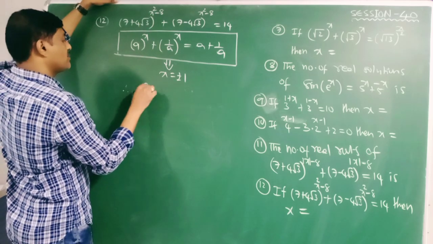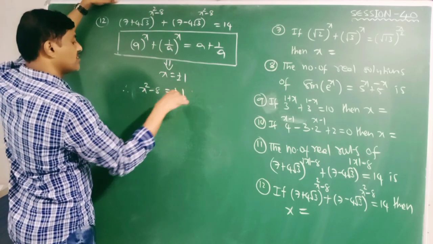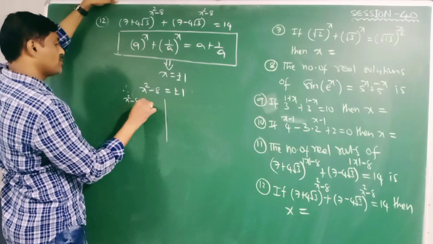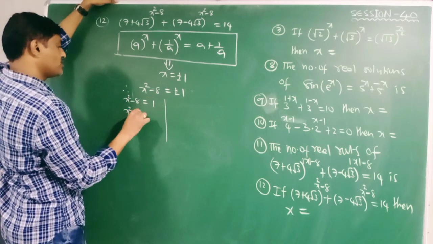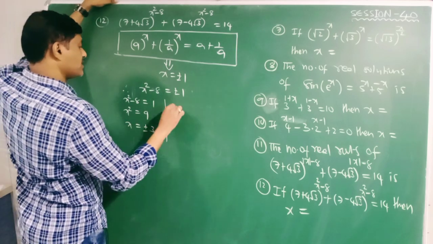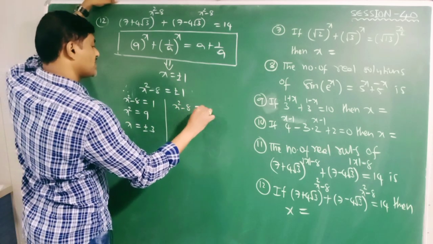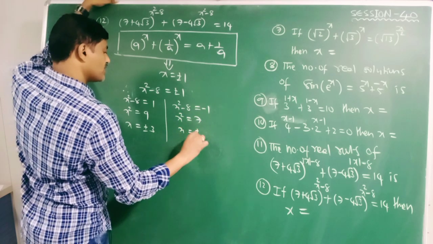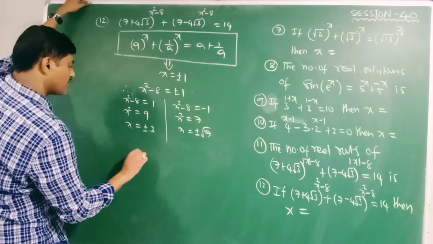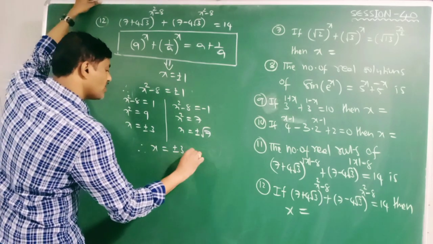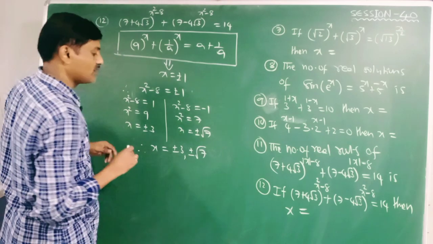Here x² - 8 = ±1. Yes, one case: x² - 8 = 1, so x² = 9, x = ±3. Here x² - 8 = -1, so x² = 7, x = ±√7. Therefore the values of x are ±3, ±√7.